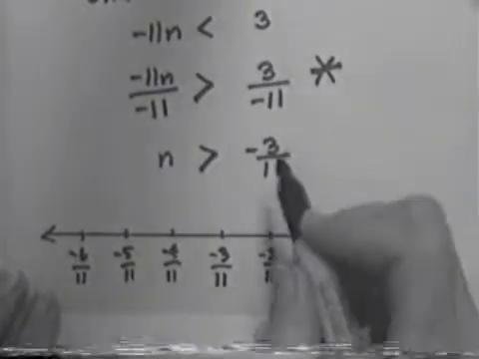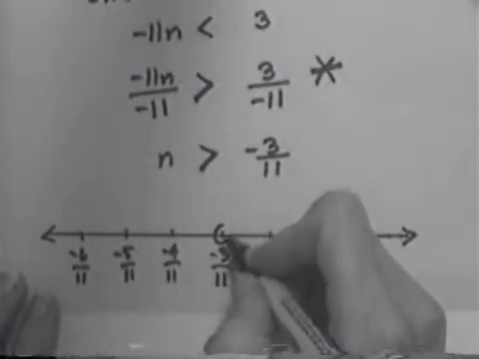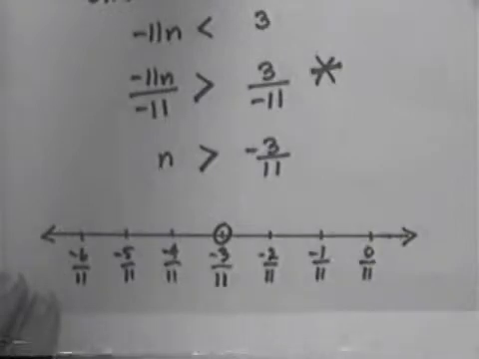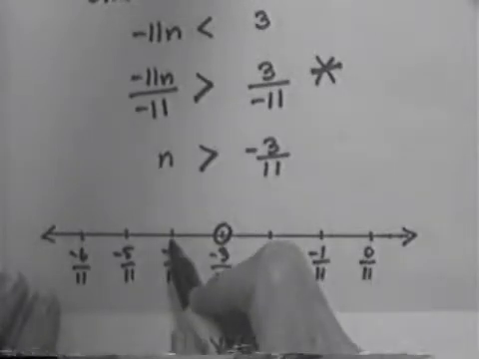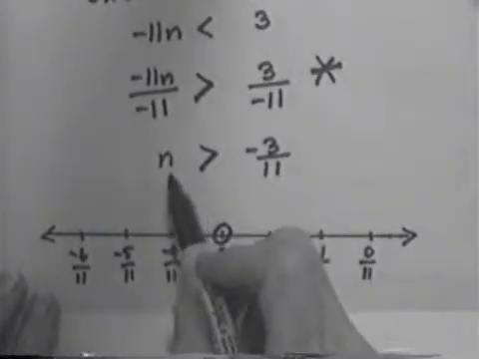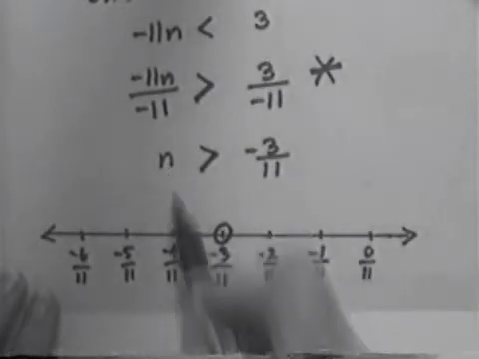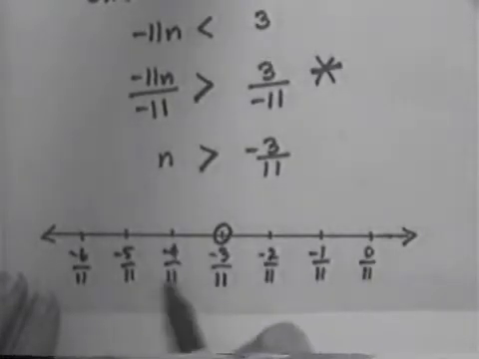So, my boundary number, negative 3/11, was circled. Since I do not have the equal part, I do not fill it in. And now I'll check to see which side is shaded. If I fill in negative 4/11 and place it in, I have negative 4/11 is greater than negative 3/11. That is not true, so I don't shade in negative 4/11. I don't shade in anything on its side.